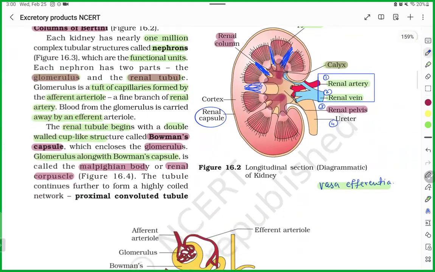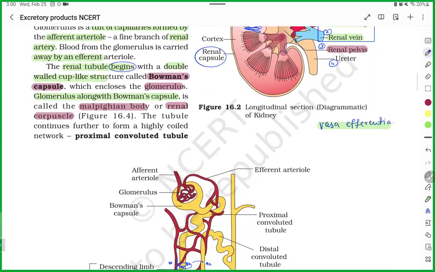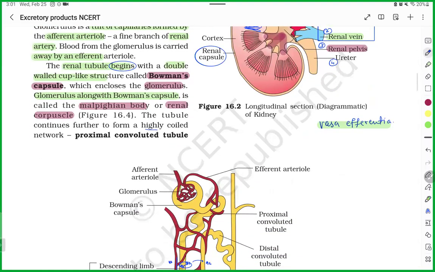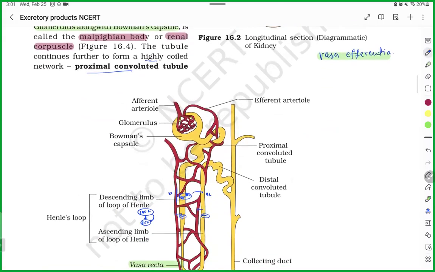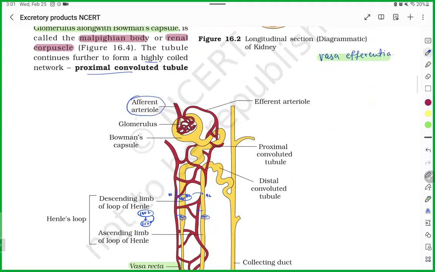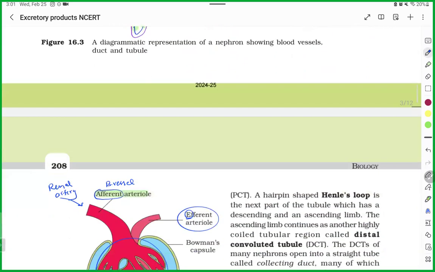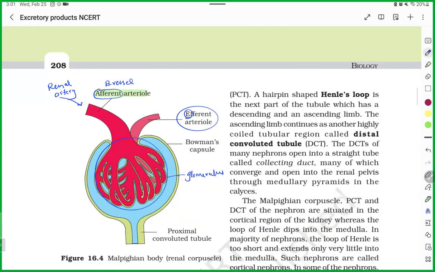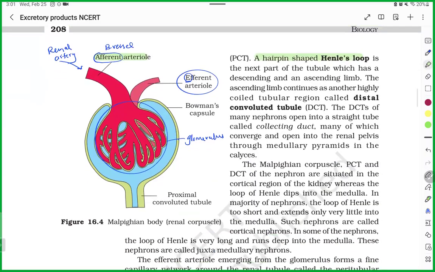So this renal tubule will begin with Bowman's capsule. Then it will further form the coiling PCT. You know about PCT. Afferent arteriole, glomerulus, Bowman's capsule, then PCT, then loop of Henle, DCT, and collecting duct. Loop of Henle has a hairpin shape. Next, DCT.